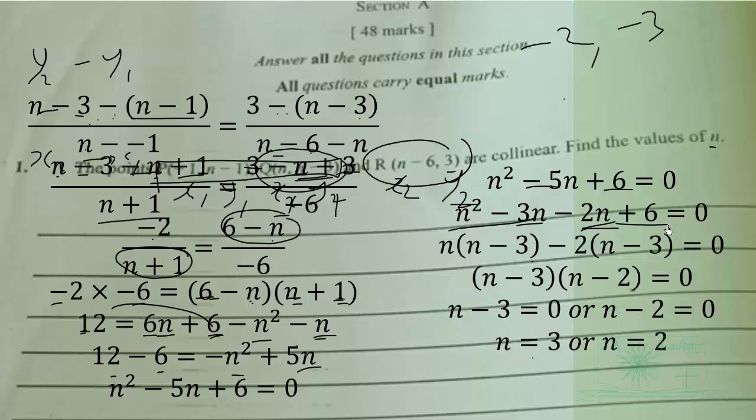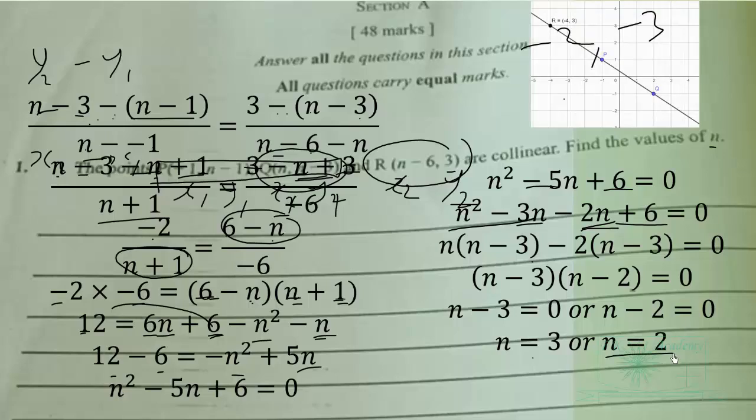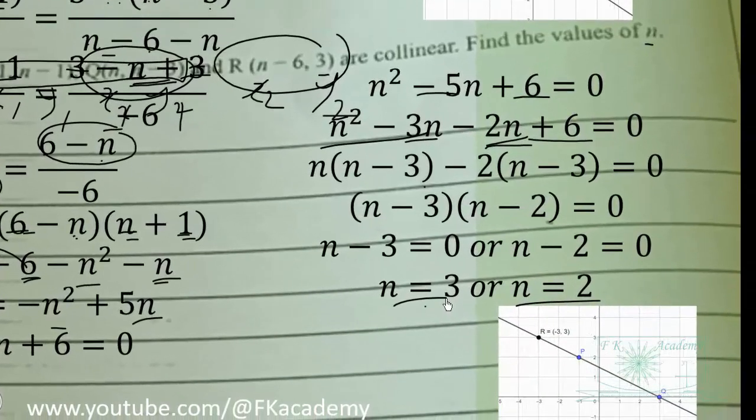So when we substitute n equal 3 or n equal 2, let's take for instance n equal 2. When we substitute, we are going to get this point, -4, 3, and PQ. As you can see, they are in a straight line. And when we substitute n equal 3, we also get this, which is also in a straight line. Thank you for joining us to solve this question. See you in the next video.